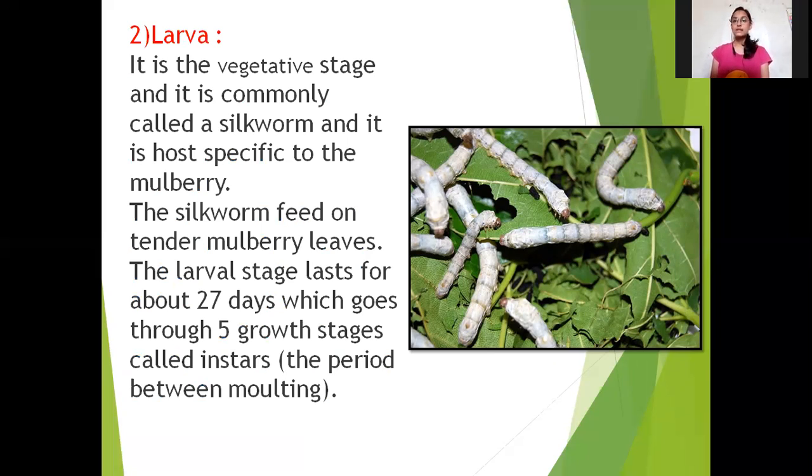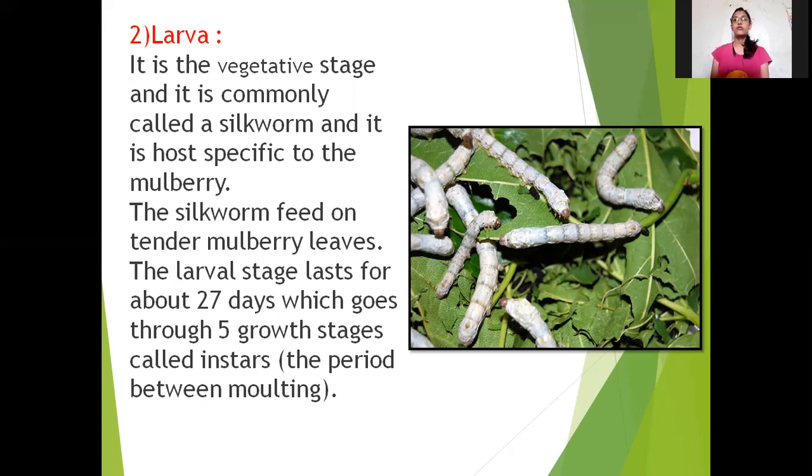The second stage is larva, which is the vegetative state. It is commonly called silkworm and it occurs on the mulberry. The silkworm feeds on tender mulberry leaves. This stage lasts for 27 days and goes through 5 growth stages called instars. This is the period between molting.